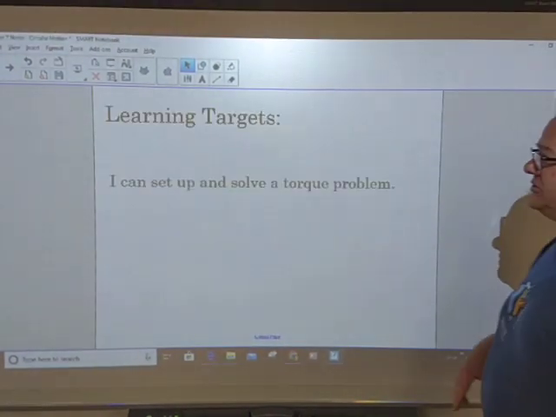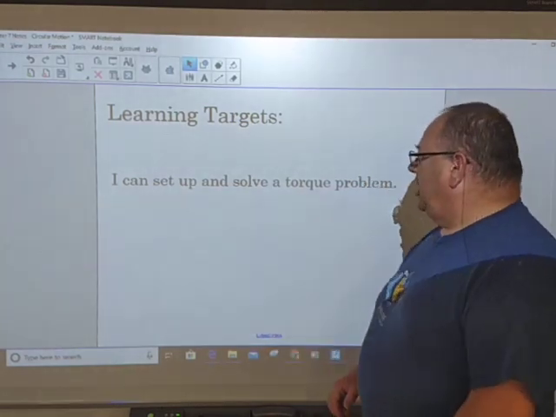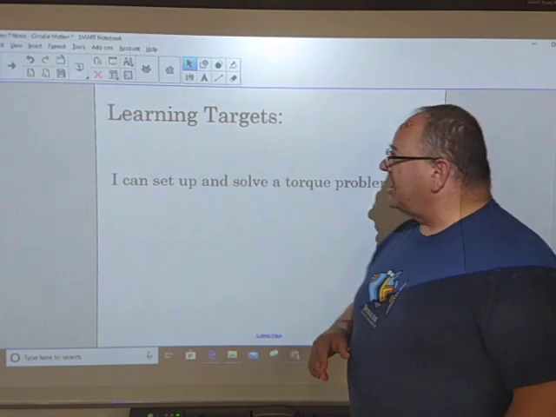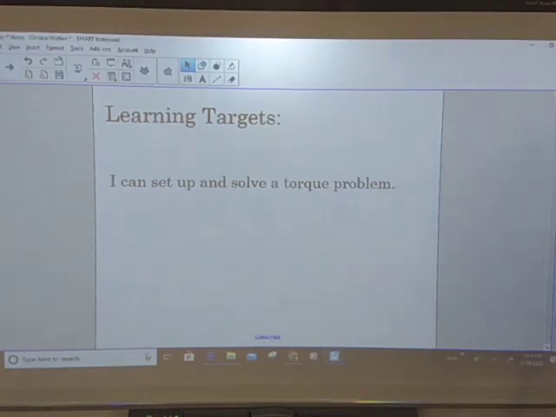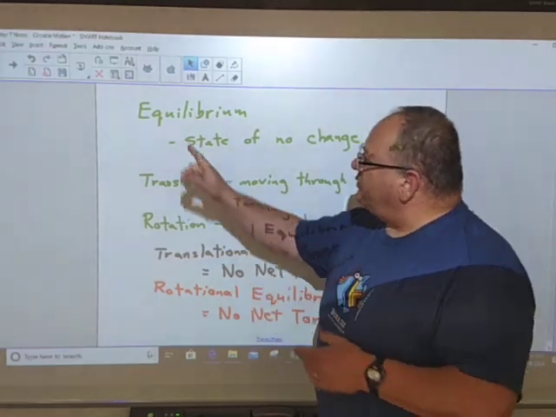All right, so today we're going to try to talk about torque. And we're going to try to learn how to set up and solve a torque problem. That's what we're after. And there's a couple of background concepts we got to get to. So let's start out with equilibrium.